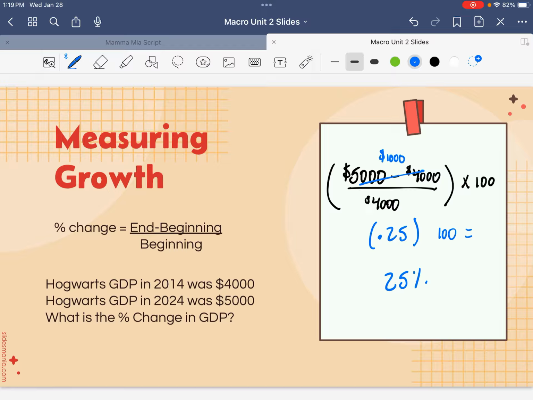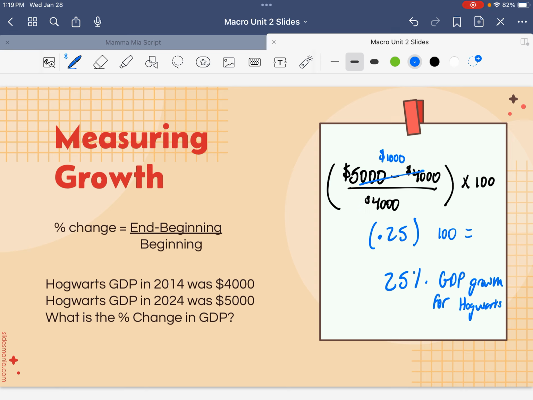25%. And your answer is not correct unless it has a label, which is the percent, and words next to it. Like every number needs a word, which is what I've been teaching you guys. So what is this? It is the percent GDP growth for Hogwarts. Every number needs a label and every number needs a word. So in this case, it was percent.